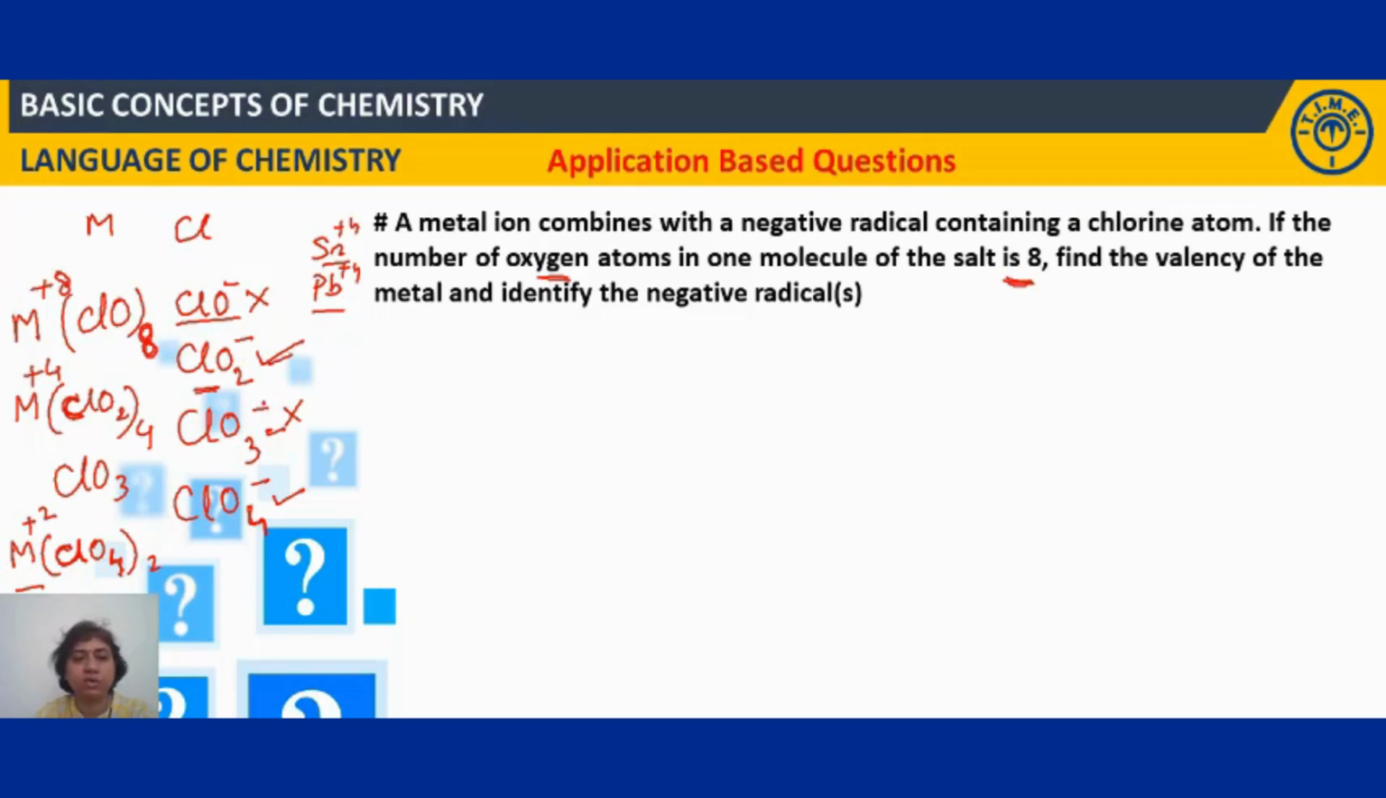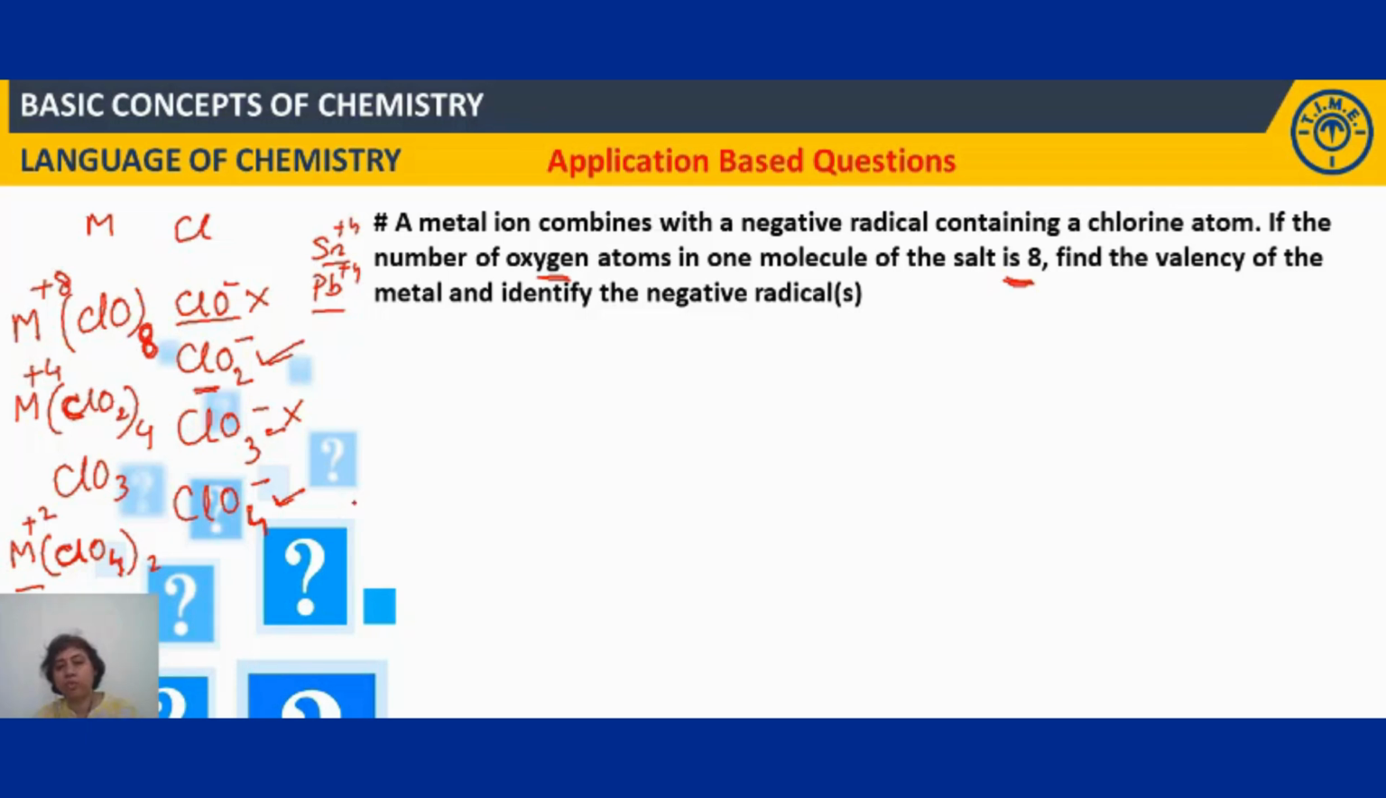It can be ClO2 minus, chlorite, or ClO4 minus, perchlorate. So chlorite or perchlorate. Let us check. What you have to check? Find the valency of the metal and identify the negative radical. So if it is ClO2 minus, that is chlorite, then the valency of the metal should be +4.